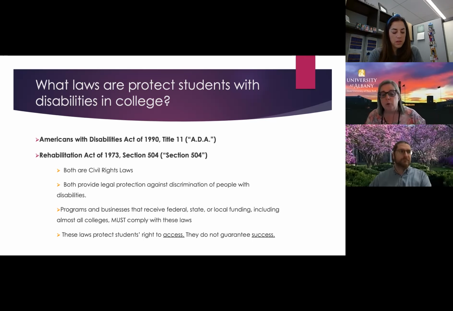Now, it's important to recognize that these laws guarantee access. They don't guarantee success. So that's a little bit different than the K through 12 setting. So we're making sure that people have equal access to their education. We don't guarantee that they're going to succeed. So they need to put in the effort to do that, but we're going to make sure that they have access to the same things as their non-disabled peers.